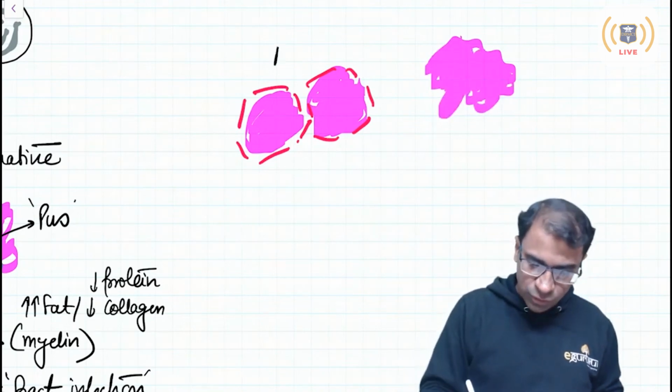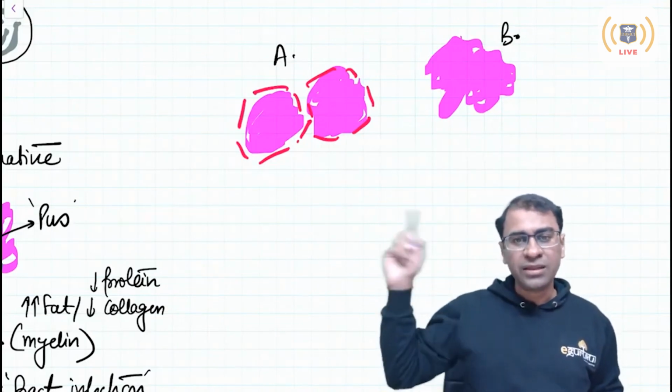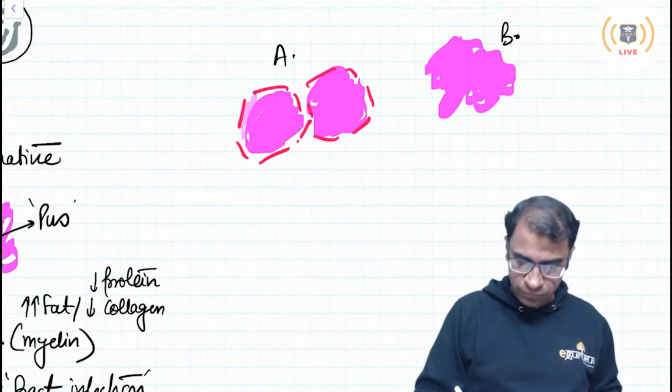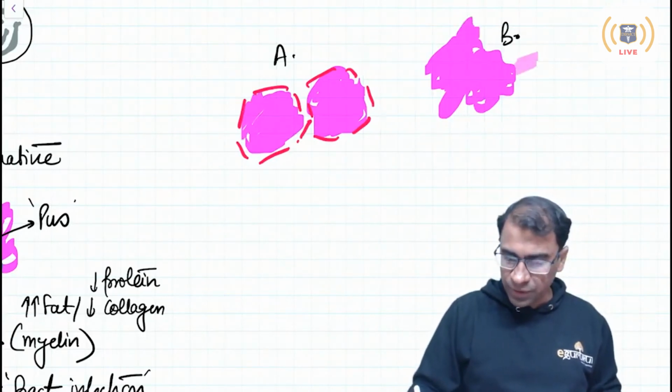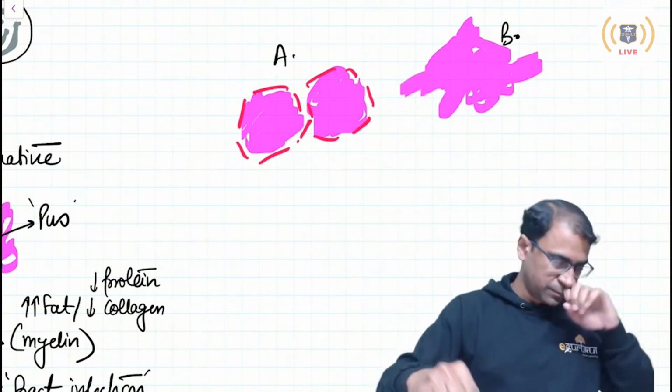Let's call this A and let's call this B. Tell me among them which is coagulative, A or B. I think then you will understand it.